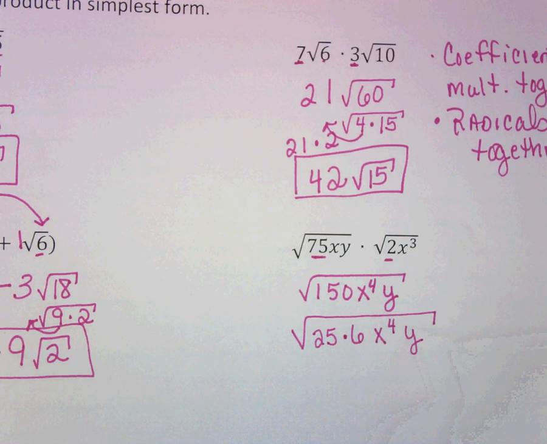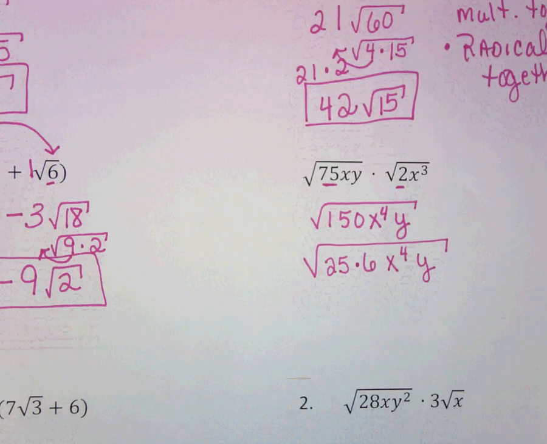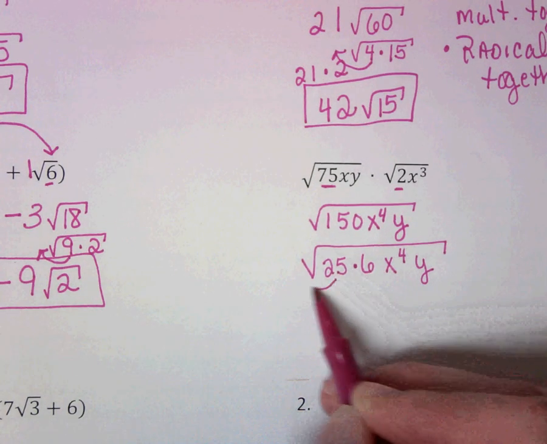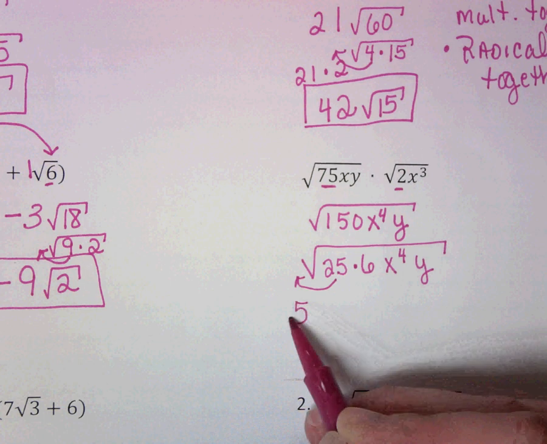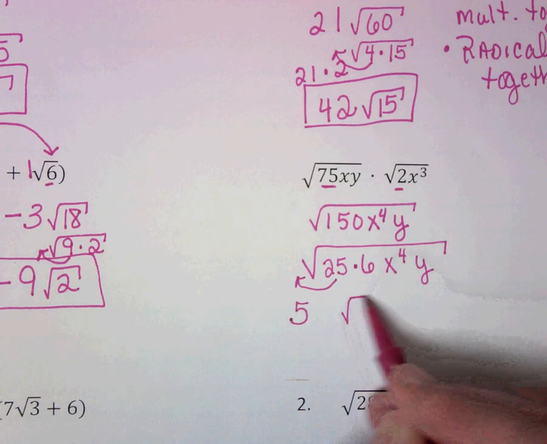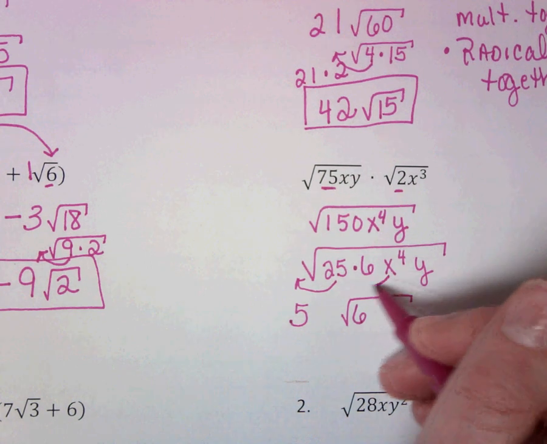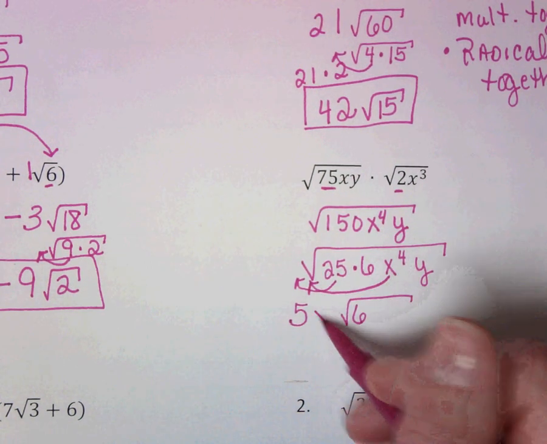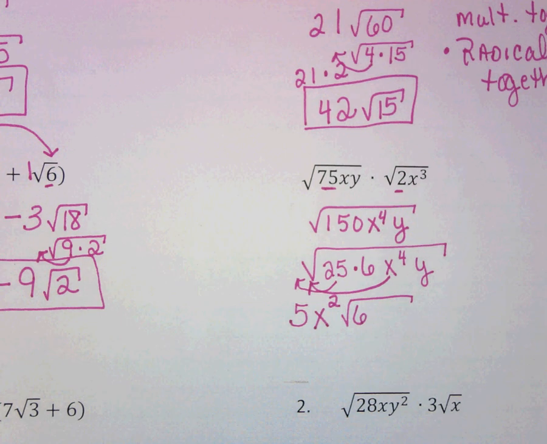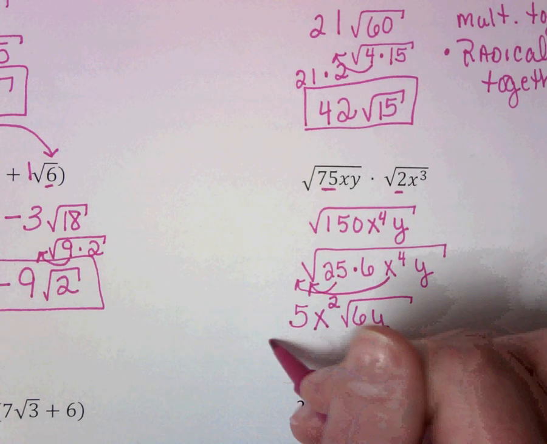X to the 4th is a perfect square. The square root of 25 is 5. The 6 is solo with no pair. X to the fourth is a perfect square, which would be x squared, and then the y stays where it is.